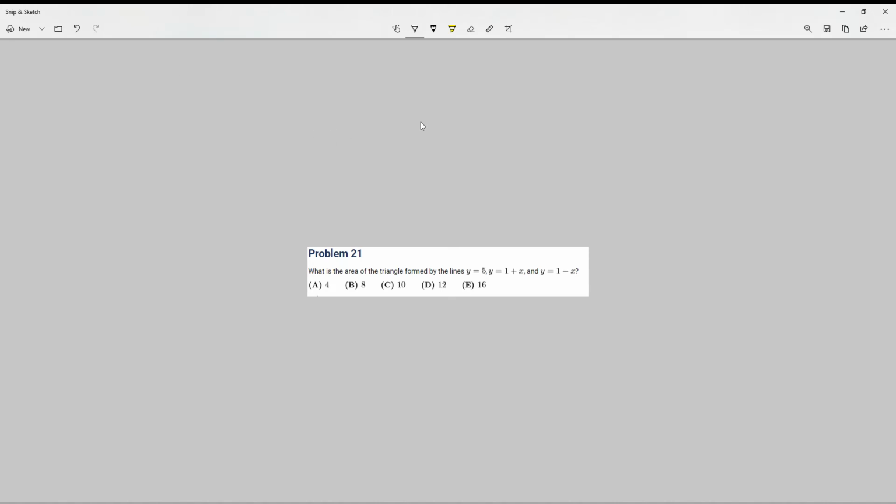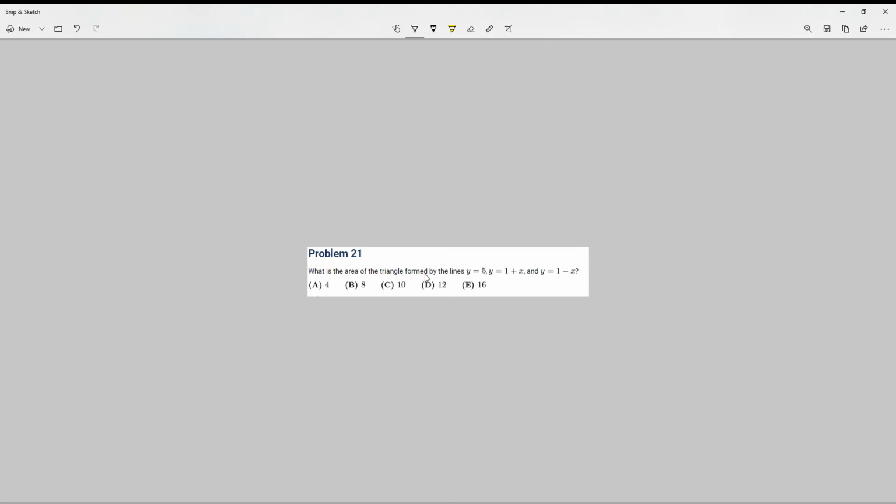So today we're going to be solving something interesting. I got this problem from the AMC 2019 test. This was a competition that consisted of, I believe, 25 questions. And here is the 21st question in that test.